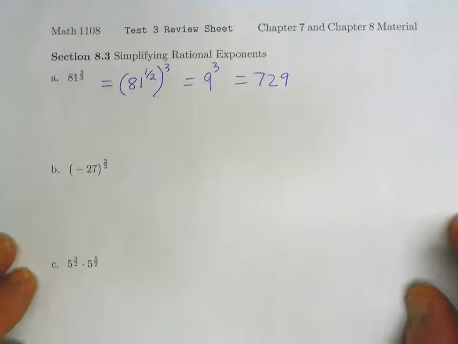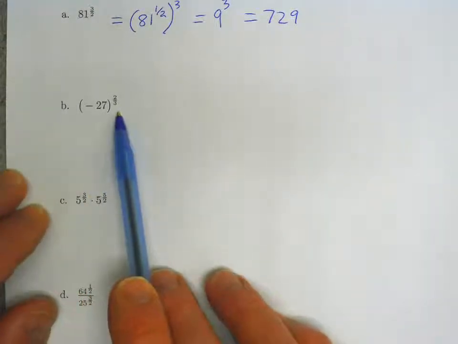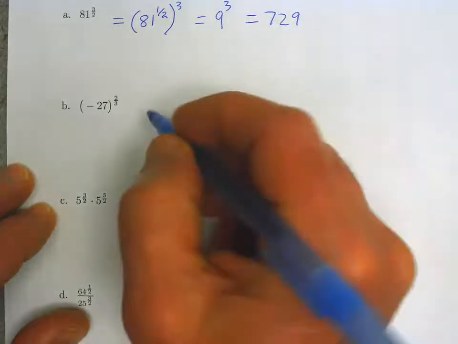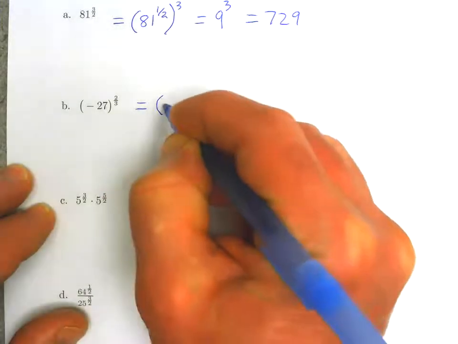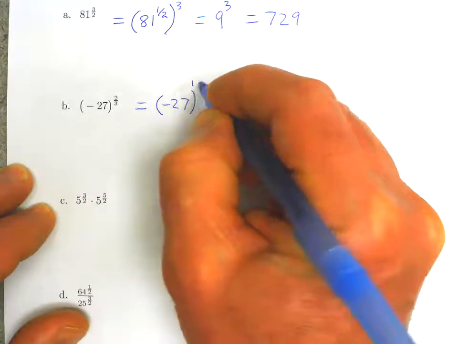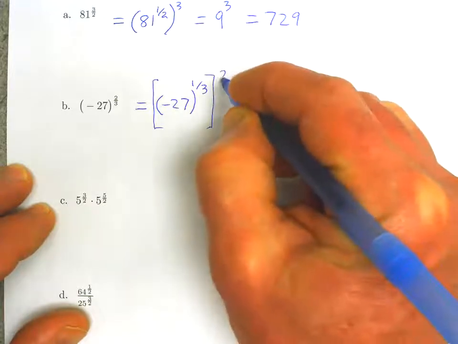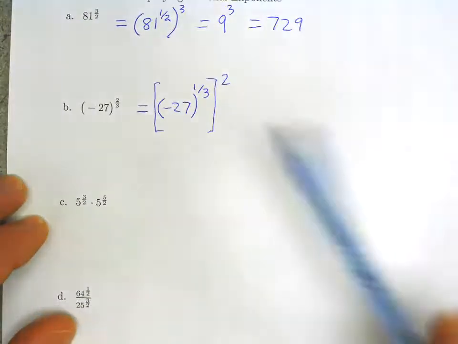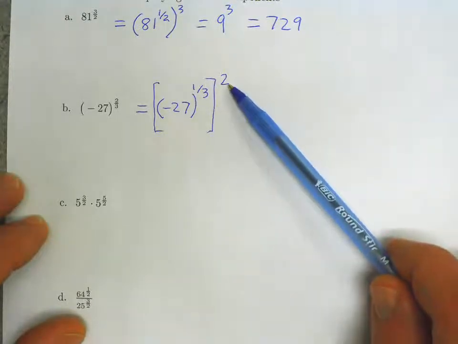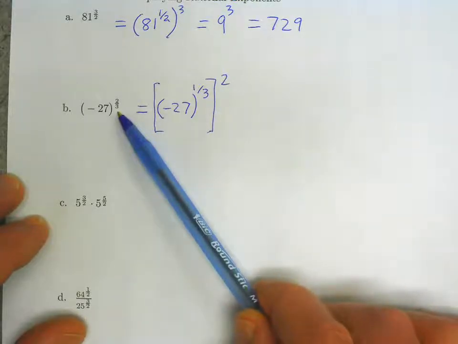The next example, the number -27 raised to the exponent 2/3. The denominator of the exponent is 3. So that means we want to think of raising -27 to the 1/3, and then we'll raise that number to the exponent 2. So we're using the same property of exponents that we did in the previous example. If you multiply the exponent 2 times the exponent 1/3, you get the exponent 2/3.